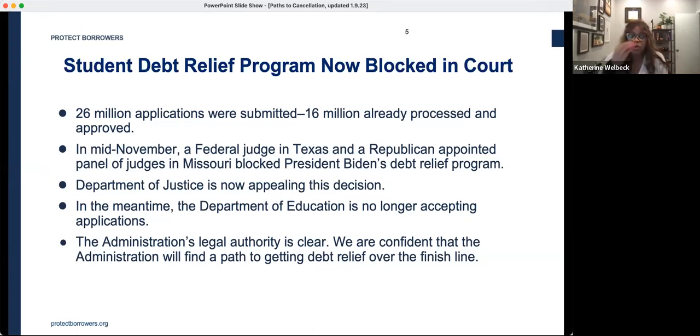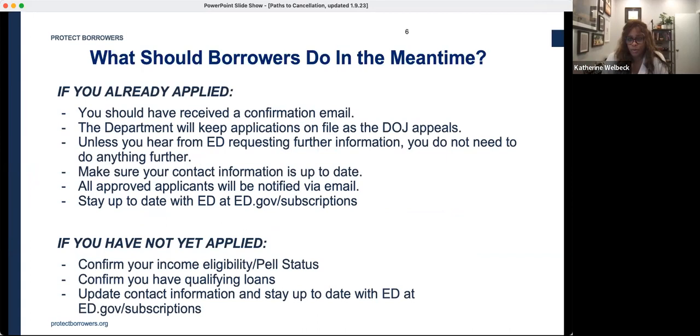Okay. And so what's next, and what should you know? Because we say, okay, this is a really historic relief program, but it's been blocked in the courts. What do you need to know about this program if you have applied already and you're just kind of waiting to see what happens, or if you did not apply before these cases were brought before courts? So what do you do next? So a list of things that you can do, again, based on whether you have applied for debt relief already, or if you've yet to do so.